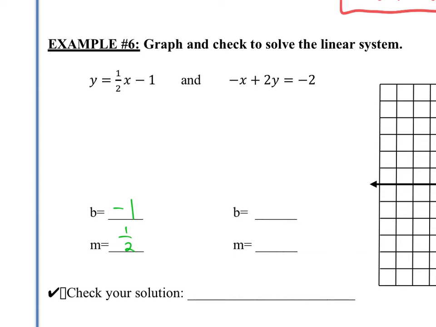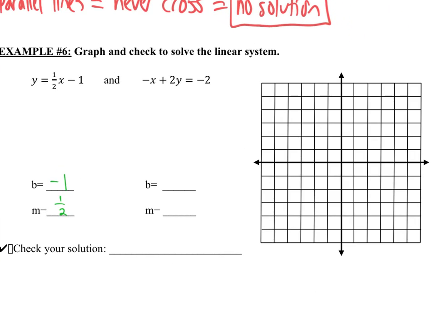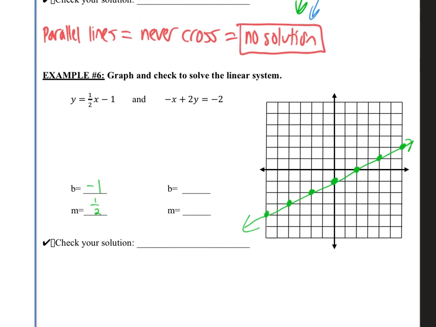So we're going to graph this. We're going to go negative 1 for our b. Go down 1. We're going to go up 1, right 2. Up 1, right 2. Also down 1, left 2. Down 1, left 2. And then use our blue one here.